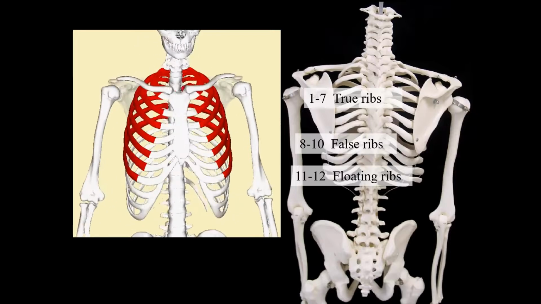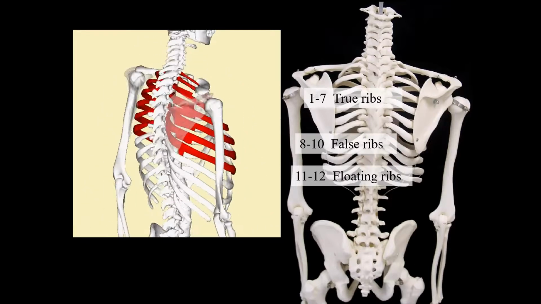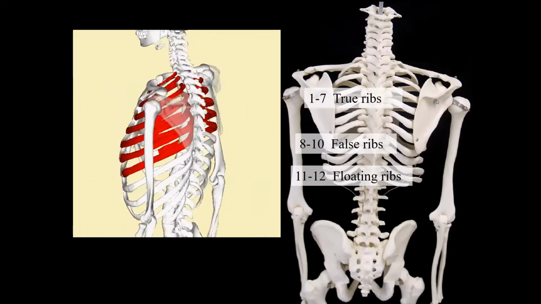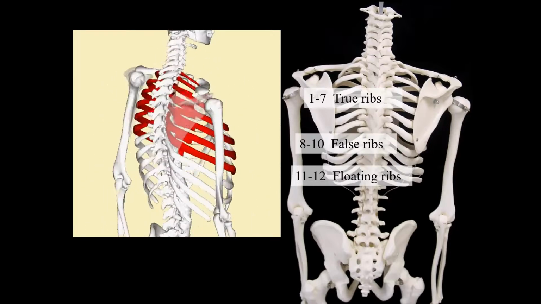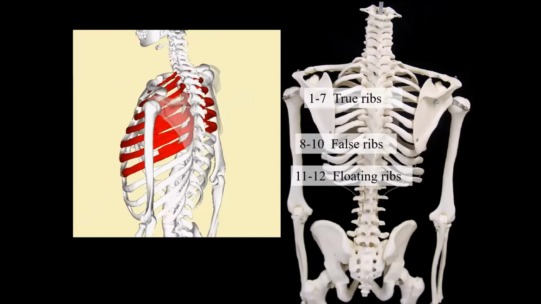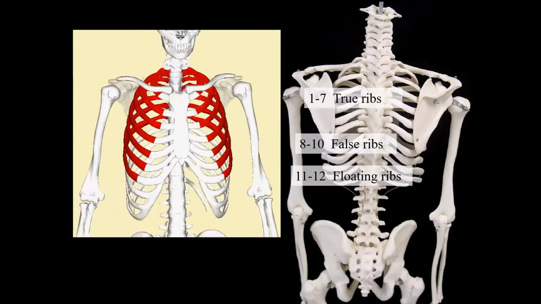So we, again, have 12 pairs of ribs and 12 vertebrae. Now the ribs connect to the vertebrae in the back. So all 12 of the thoracic vertebrae are going to attach to a pair of ribs.